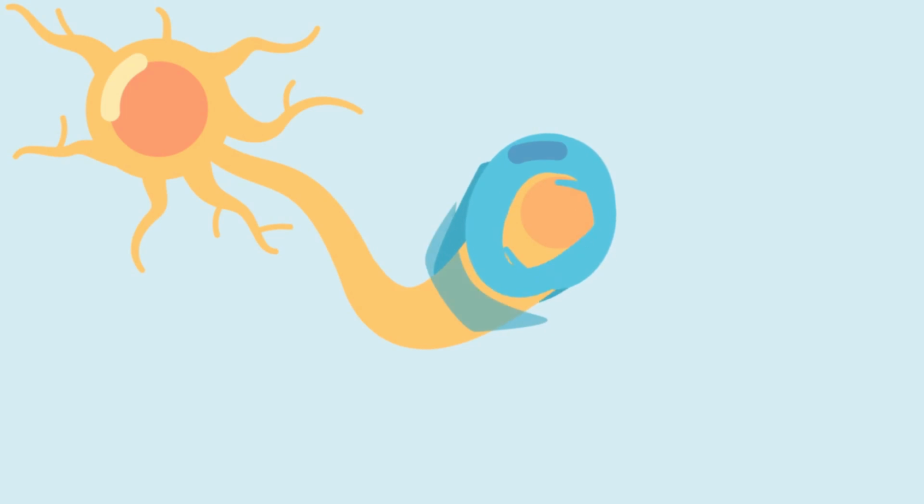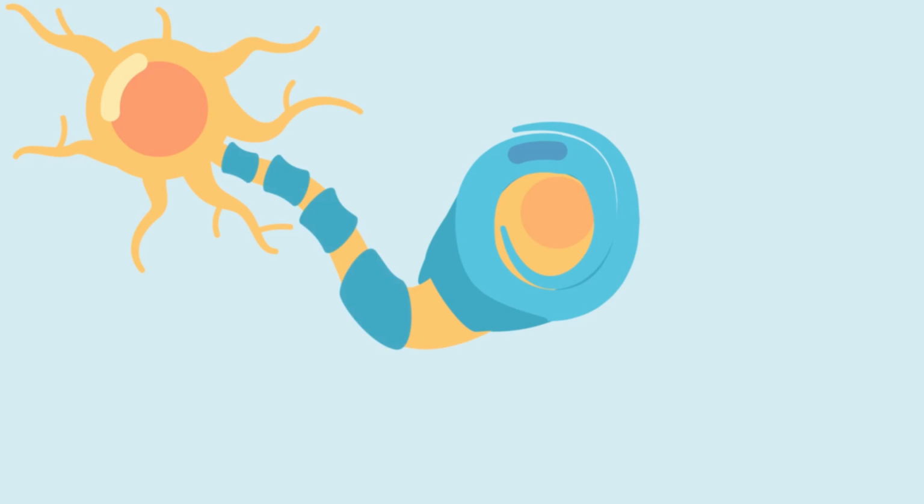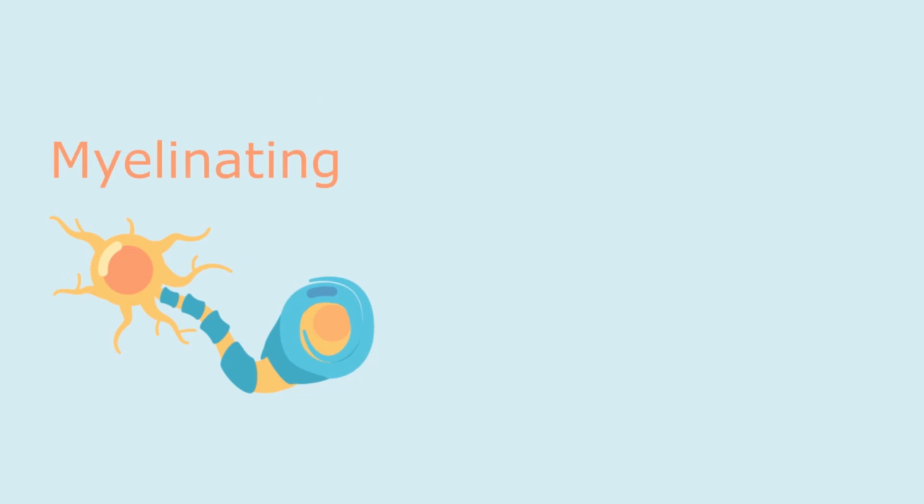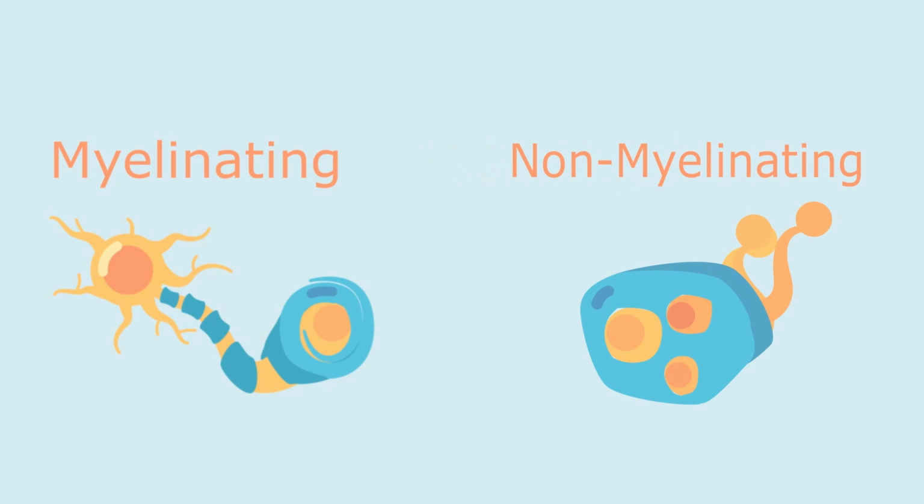But there are different types of Schwann cells. There are these myelinating Schwann cells that myelinate the neurons by wrapping its plasma membrane around it. And then we also have these non-myelinating Schwann cells. And the function of the myelinization is to increase the signaling speed of the neurons.